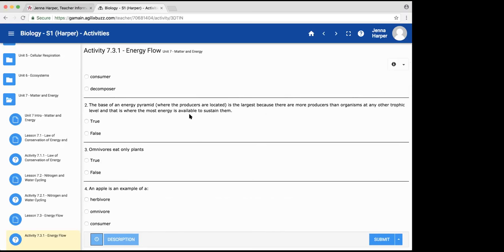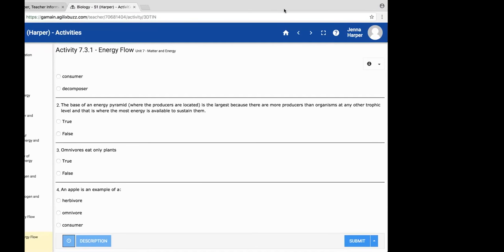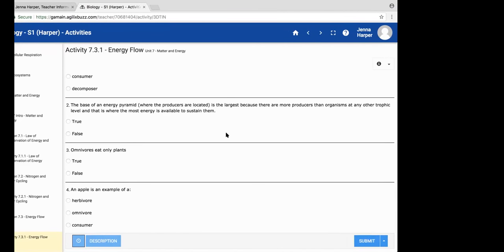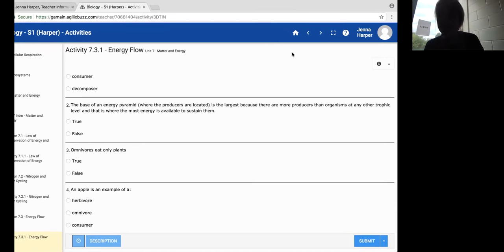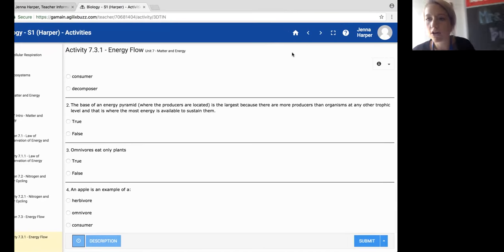The base of an energy pyramid where the producers are located is the largest because there are more producers than organisms at any other trophic level, and that is where the most energy is available to sustain them. True. Okay, I'm going to start video. I'm going to show you something. So that question is about an energy pyramid. If you look at an energy pyramid, we have different trophic levels.